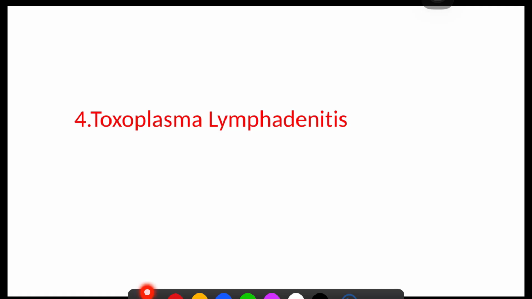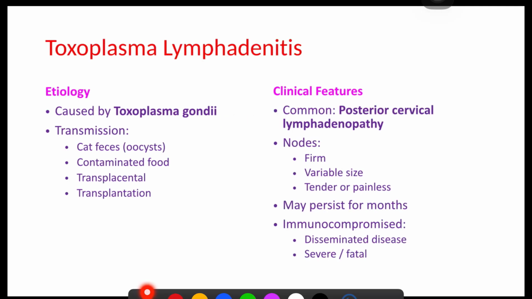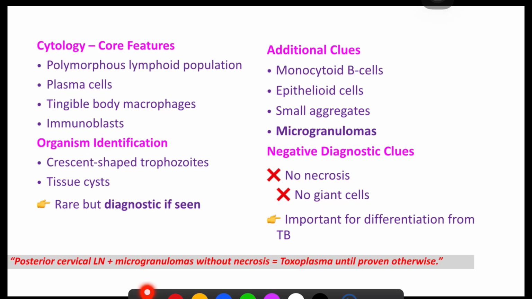Now, fourth is toxoplasma lymphadenitis. It is caused by Toxoplasma gondii. Transmission is by cat feces, contaminated food, transplacental or transplantation. Clinical features include posterior cervical lymphadenopathy, and here the nodes are firm, of variable size, tender, or may be painless. It may persist for months, and immunocompromised status may lead to disseminated disease, which is severe or fatal.